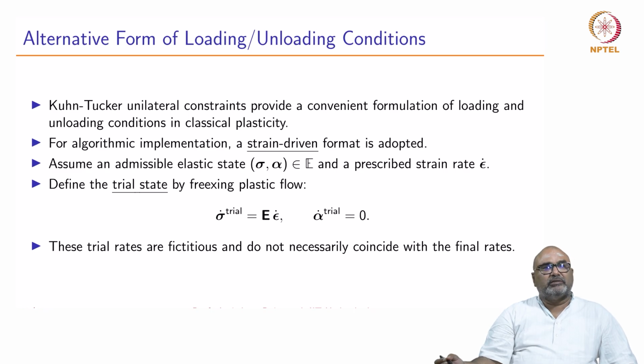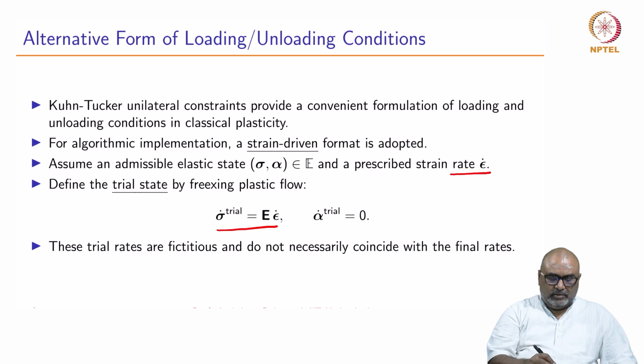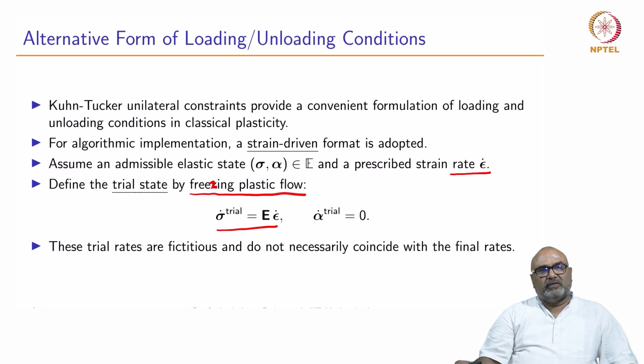So, assume an admissible elastic stress state and a prescribed value of strain rate epsilon dot. We can define a trial elastic state, sigma dot trial. In a trial elastic state we freeze the plastic process. We are assuming that there is no plastic process happening. The initial state is going to be a trial elastic state. The hardening is also made equal to 0, alpha dot trial is also equal to 0, and the trial states are fictitious and do not necessarily coincide with the final stress state or the hardening state.